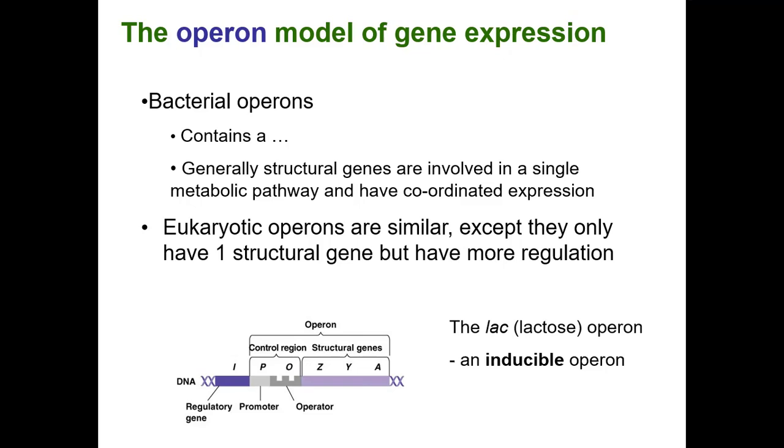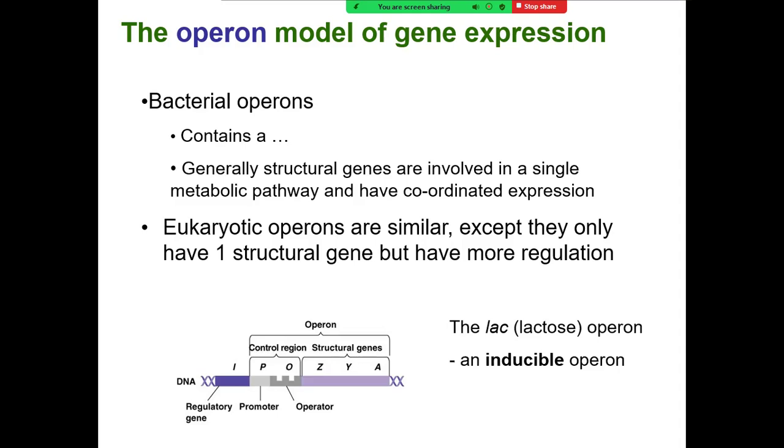So all three of these genes are involved in metabolism of the sugar lactose, and that's the way an operon is. All of the structural genes, if there's more than one, will be involved in the same process, meaning all of the genes in the lac operon are involved in the metabolism of the sugar lactose. All right, so that's the structural genes.